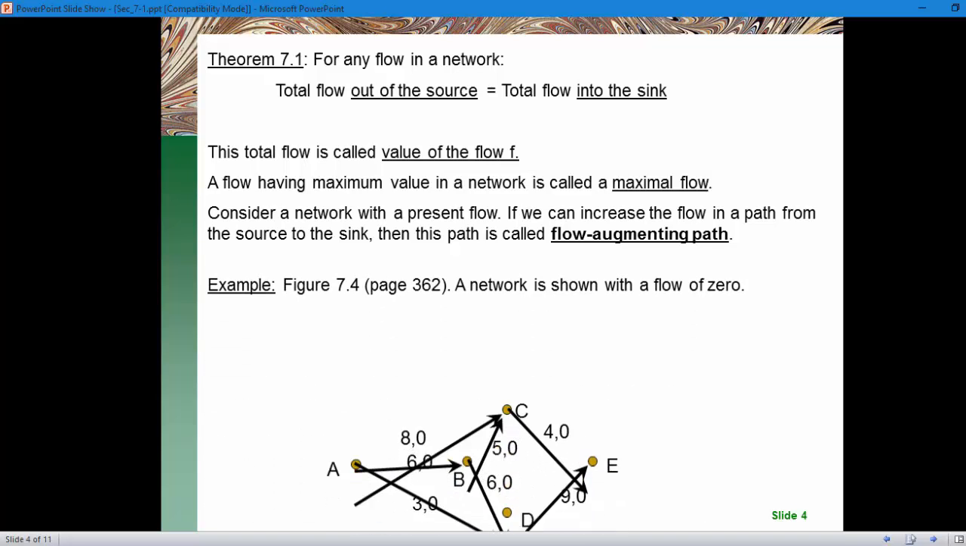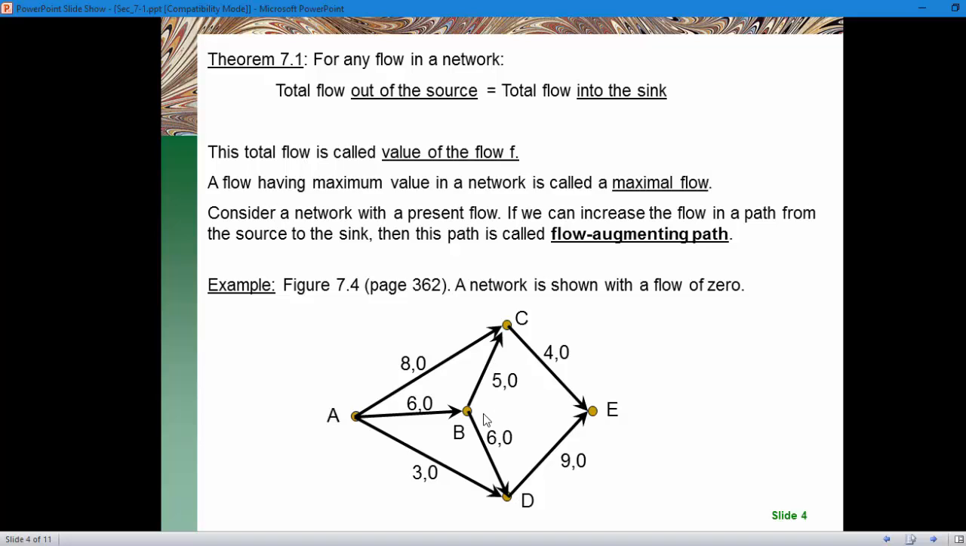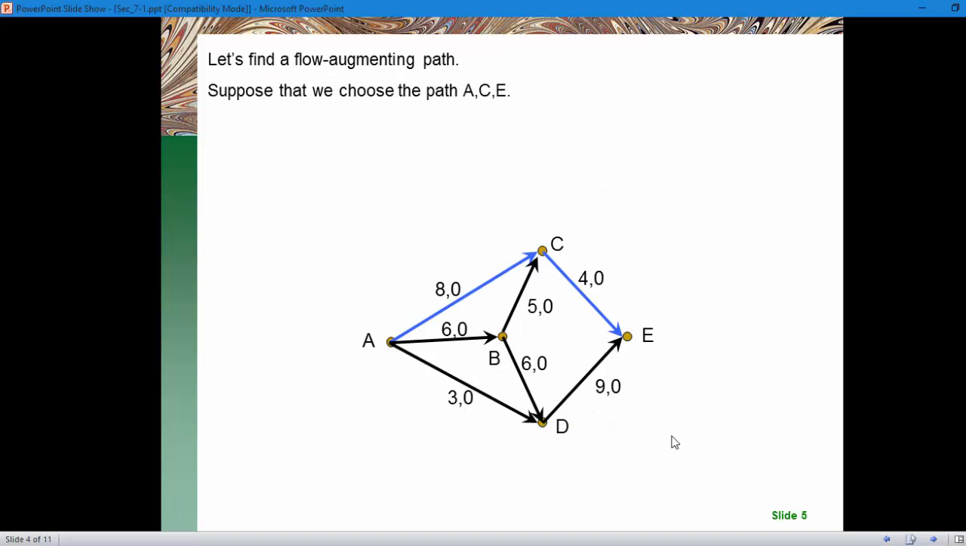Let's take a look at this example here. Here's a transportation network, and currently there is a flow there. Remember, a flow is a function at each edge, and the flow is currently 0. The value of the flow is 0. See, the total flow out of the source is 0. If we add these numbers, these second numbers are the values of f. And look at the flow into the sink. It's also 0.